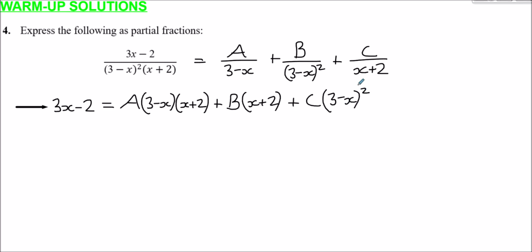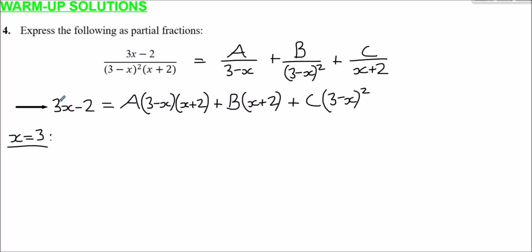Again, what we're going to do here is pick our values of x tactically so that we can eliminate the other two unknown letters and focus in and work out the one we want. It doesn't matter which value of x we pick as long as some of these brackets vanish. Looking at a and c, if we pick x equals 3, a and c would vanish, so we can work out b. So let's pick x equals 3.